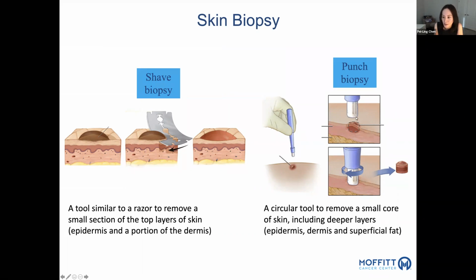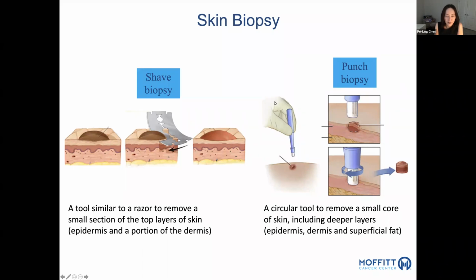With a punch biopsy, you take a circular tool and basically drill into the skin to remove a small core of skin. Because this is a deeper biopsy, you would get epidermis, usually pretty much the full dermis, as well as some superficial fat. This is to examine lesions that involve deeper skin. So this is a punch biopsy.